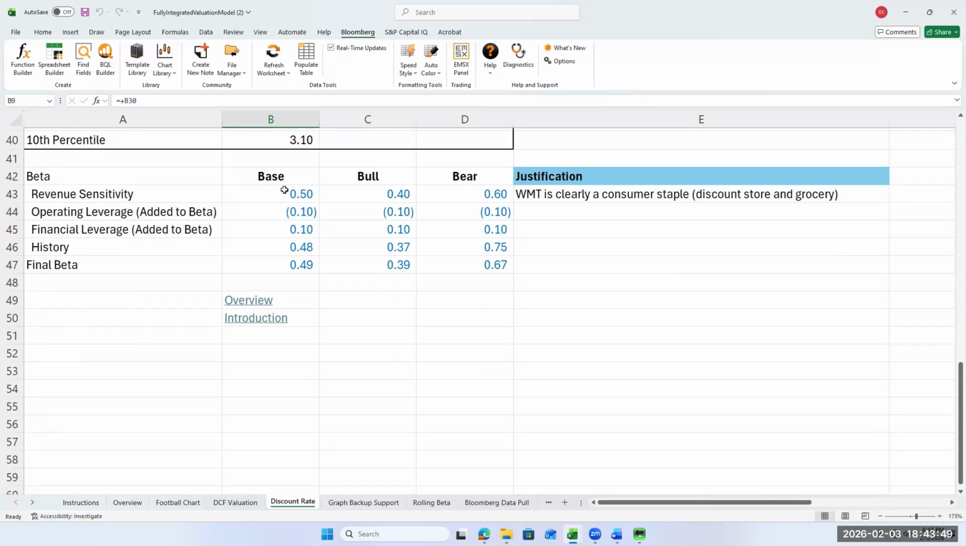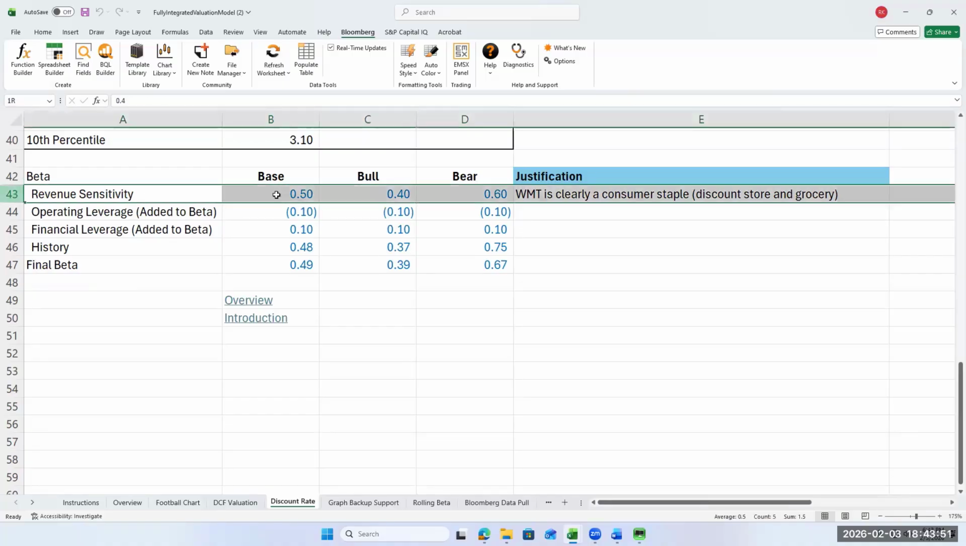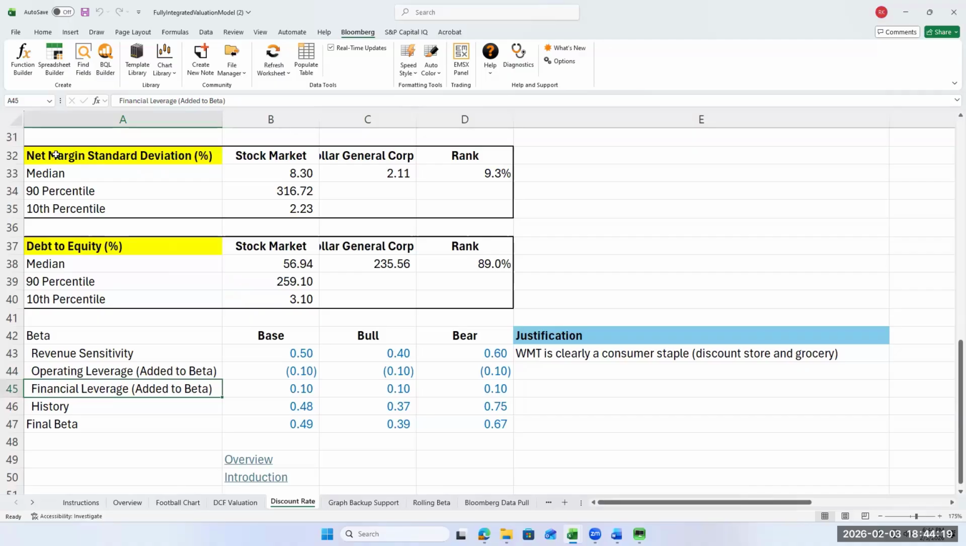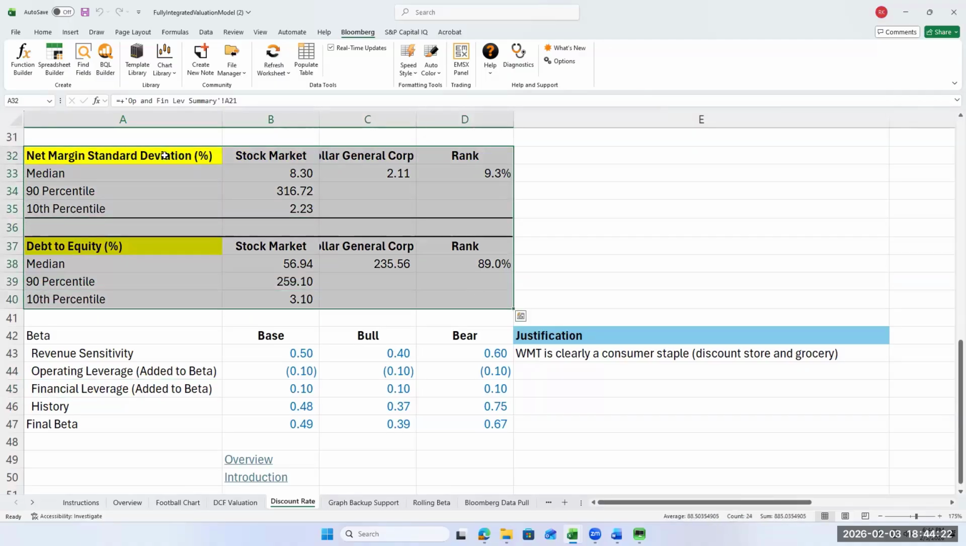So beta has two points. One is on line 43, you define your firm. So I'm doing Dollar General. My base case is 0.5 beta because it's very low. I'm hoping all of y'all have had beta somewhere. If not, come talk to me and I'll give you a beta discussion. That's my base case. My bull case is going to be my lowest beta, 0.4, my bear, 0.6. It's set up for Walmart. You can ignore that. Operating and financial leverage, I get that from these two charts.